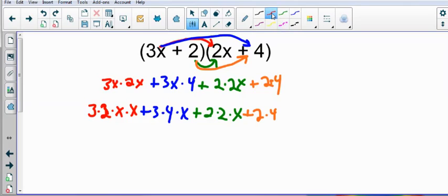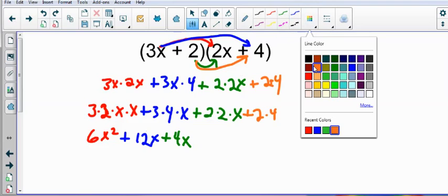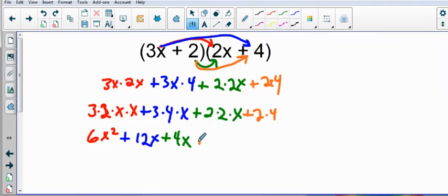All right, so we know how to do this. 3 times 2 is 6. X to the first times x to the first is x to the second. Positive. 3 times 4 is 12, and we just have an x there. Okay, then we have 2 times 2 is 4. 4x. And then finally, the real brain buster over here, 2 times 4, which is just 8.